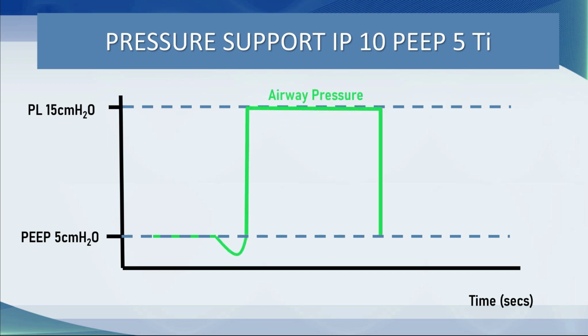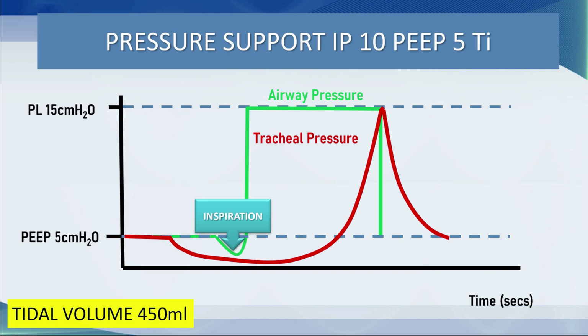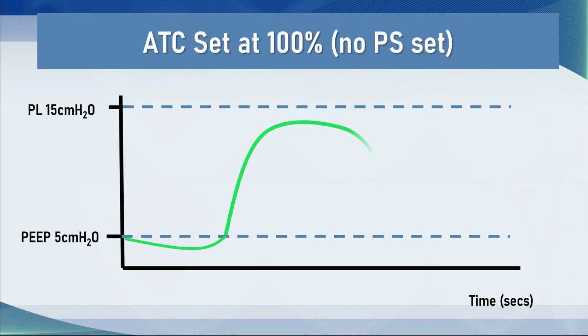Let's return to this scenario again. This is the picture I showed you a few minutes ago with pressure support, and now we're going to change the patient from pressure support, where they're struggling, to automatic tube compensation. Now, this looks very different.